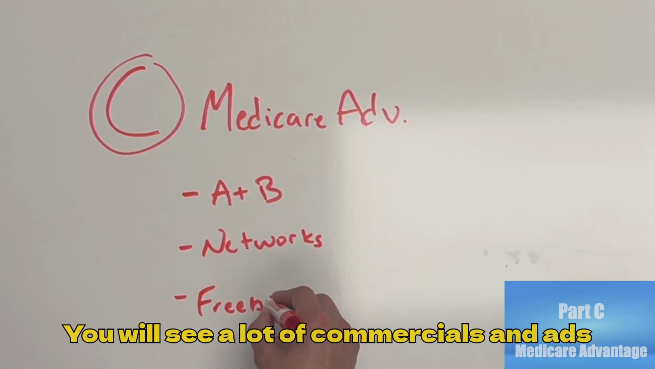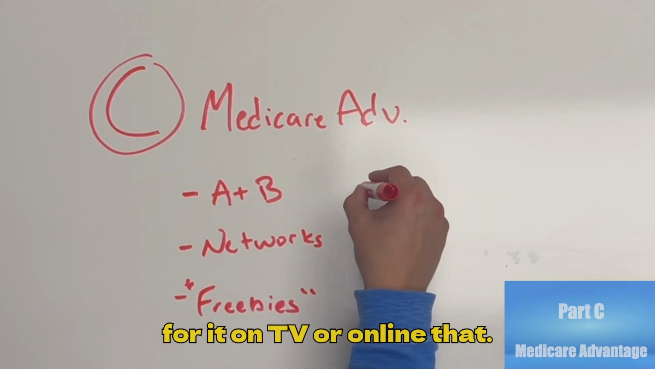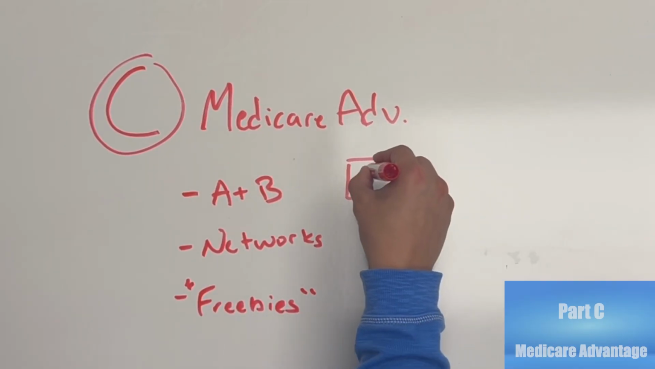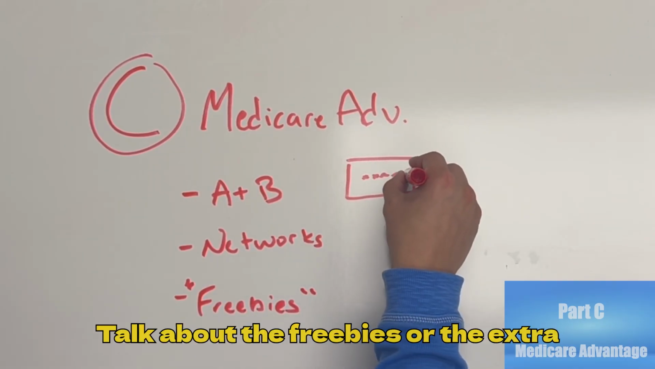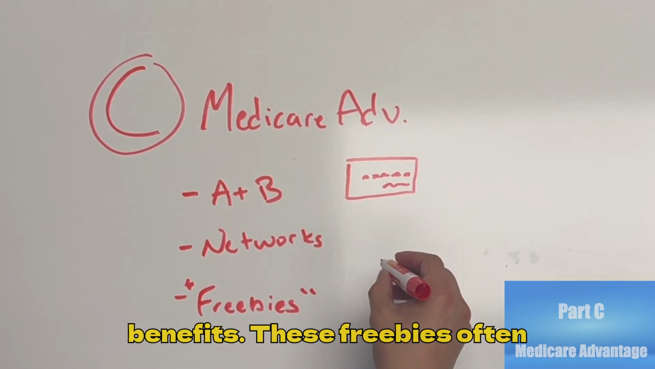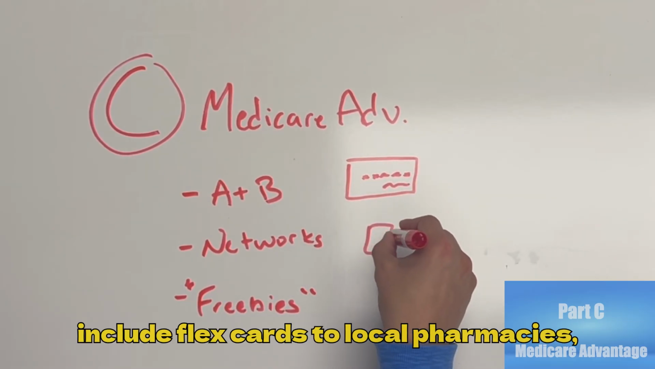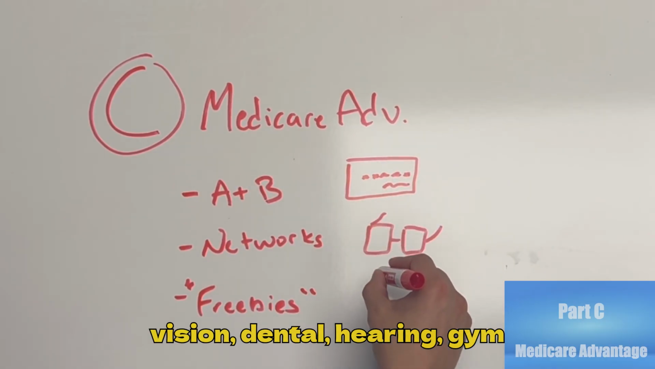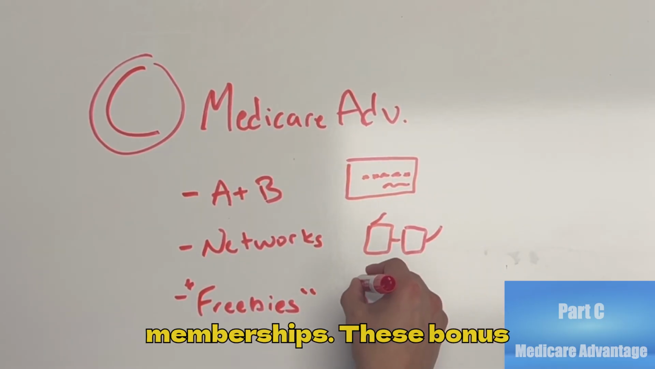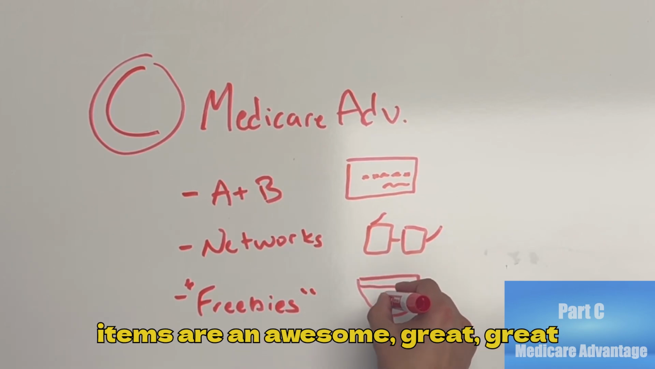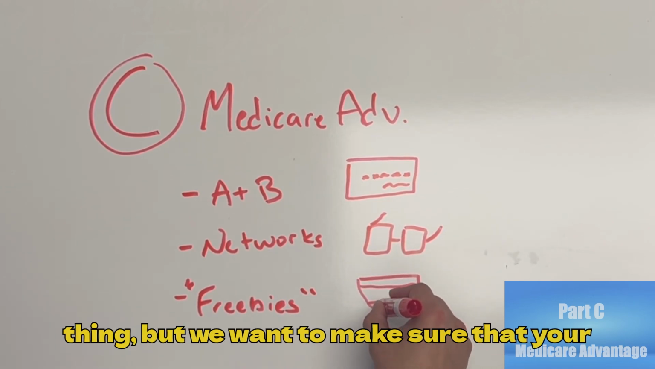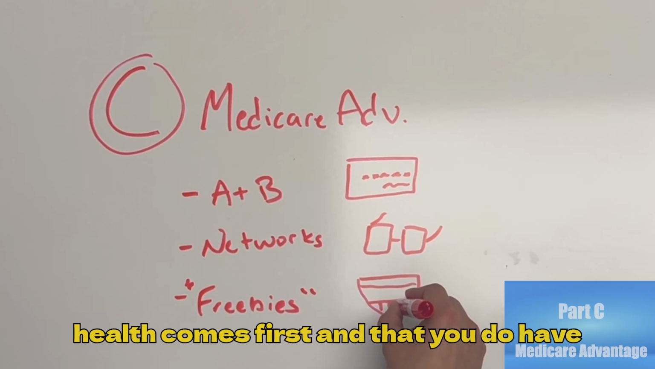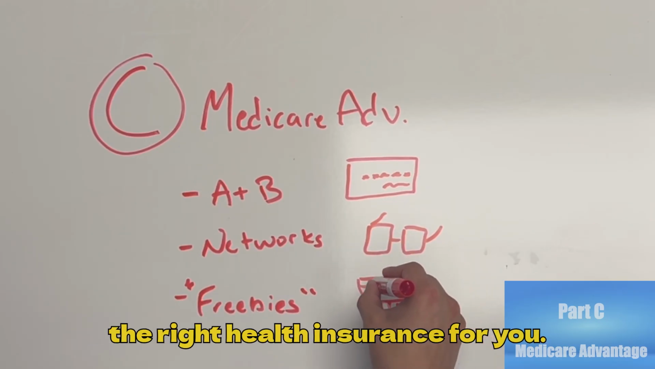You will see a lot of commercials and ads for it on TV or online that talk about the freebies or the extra benefits. These freebies often include flex cards to local pharmacies, vision, dental, hearing, and gym memberships. These bonus items are an awesome, great thing, but we want to make sure that your health comes first and that you do have the right health insurance for you.